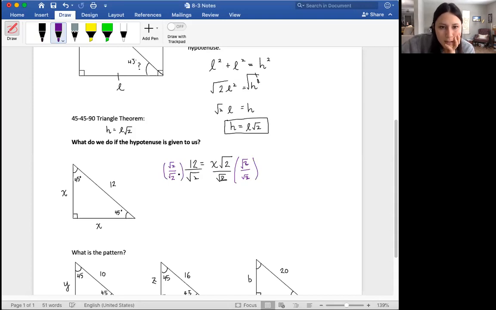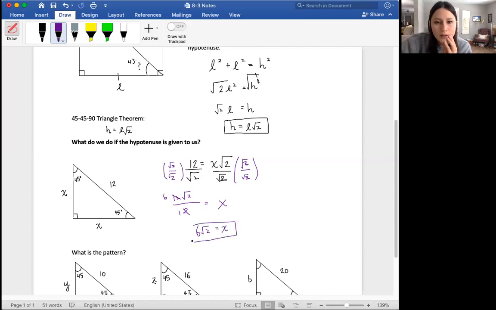So when I multiply my denominators, radical of 2 times radical 2 equals, remember we talked about this last class, any radical times itself equals that number inside the square root. So that's 2 on the denominator. And then I have 12 times square root of 2 equals x. And if I want to simplify this, 12 divided by 2 is 6. This is 1. And so I have 6 times radical of 2 equals x.